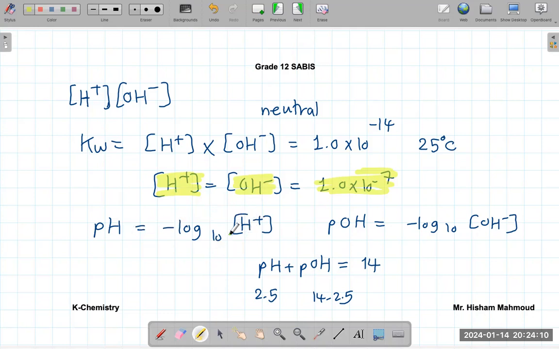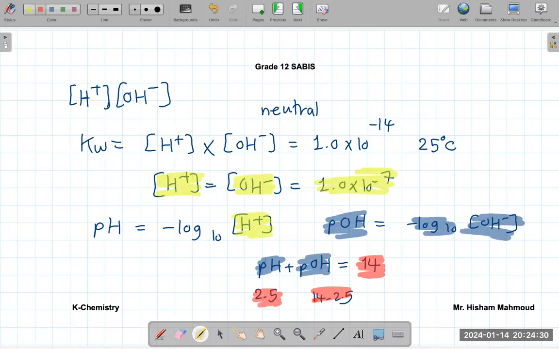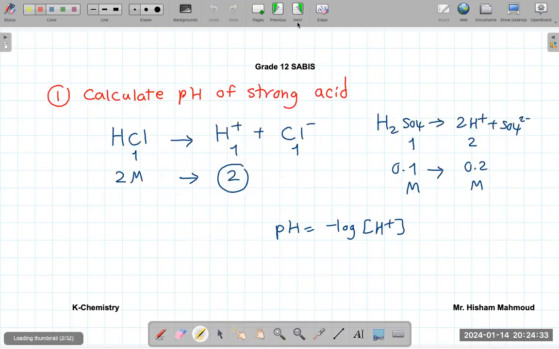pH is equal to negative log10 of the H+ concentration, and pOH is equal to negative log10 of the OH- concentration. The pH plus the pOH is equal to 14 if you add them, and this is very useful if you try to find one from the other. If you have pH equal to 2.5, you can find the pOH as 14 minus 2.5 directly. How can we calculate the pH of a strong acid? That's very easy, because the strong acid completely ionizes into H+ and Cl-. So 2 molar concentration gives you 2 molar of H+ ions, so you can find the pH by getting the negative log of this one.